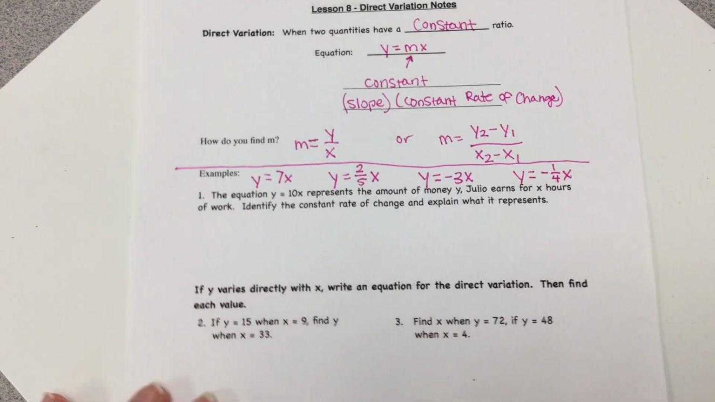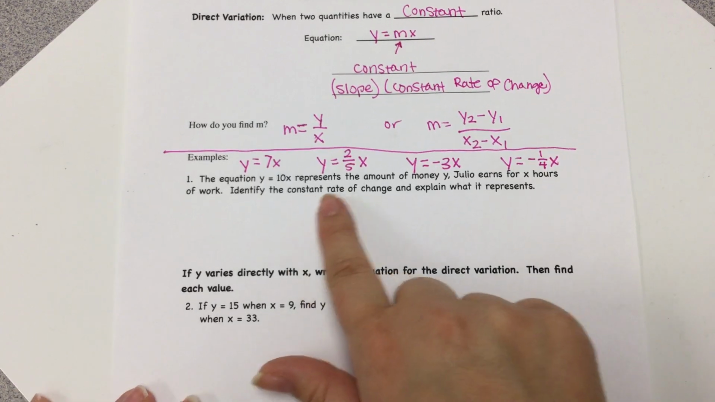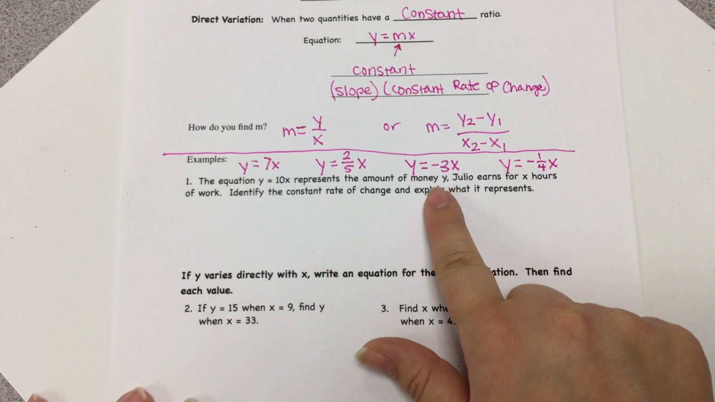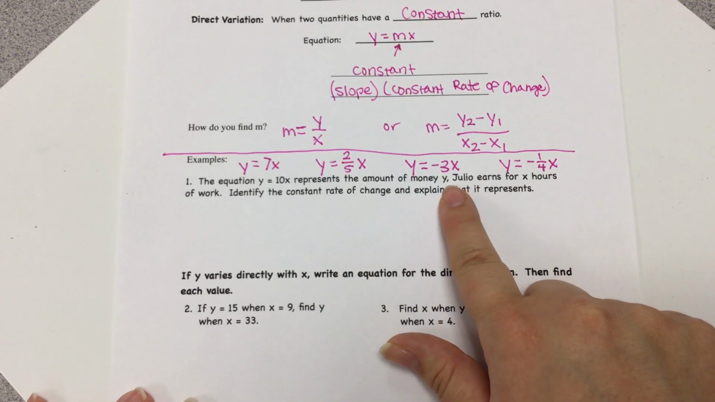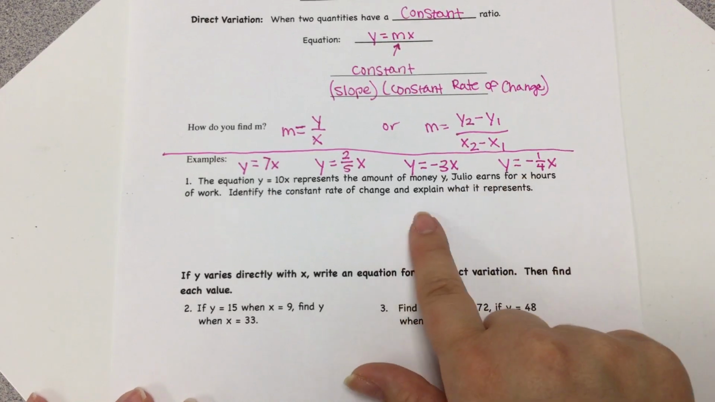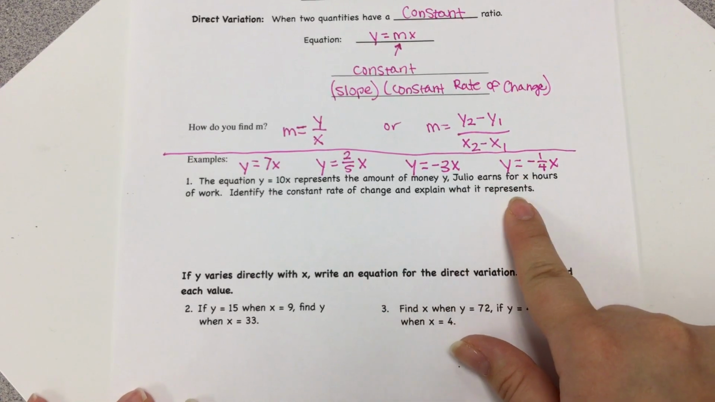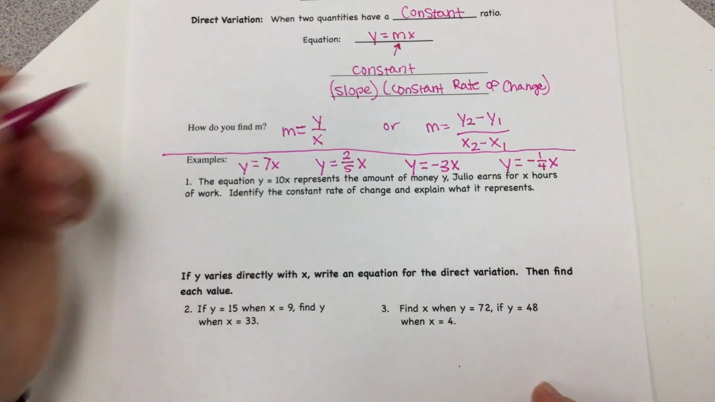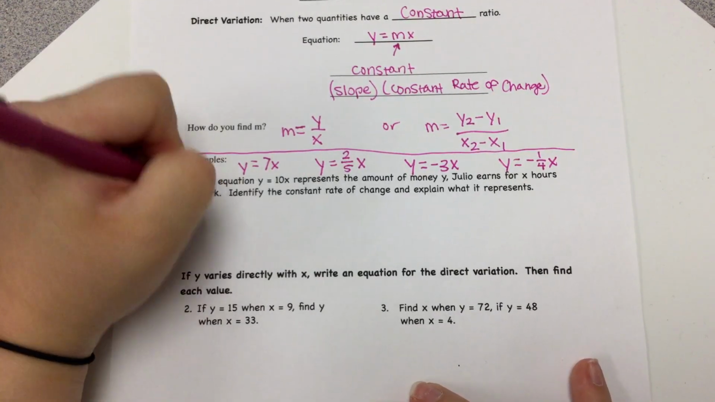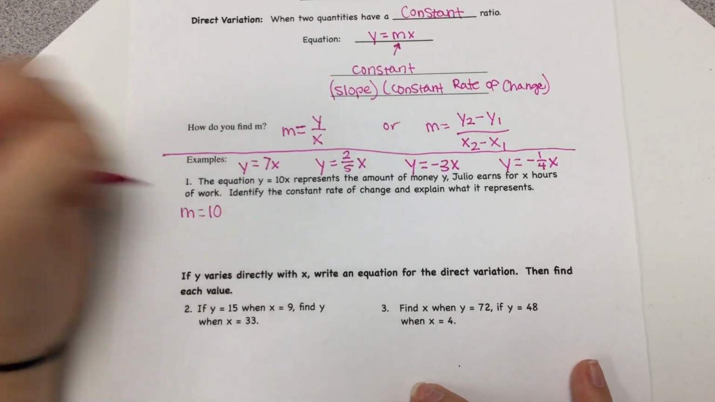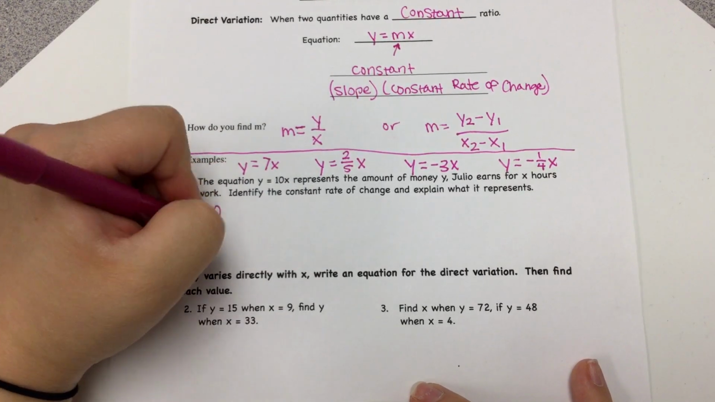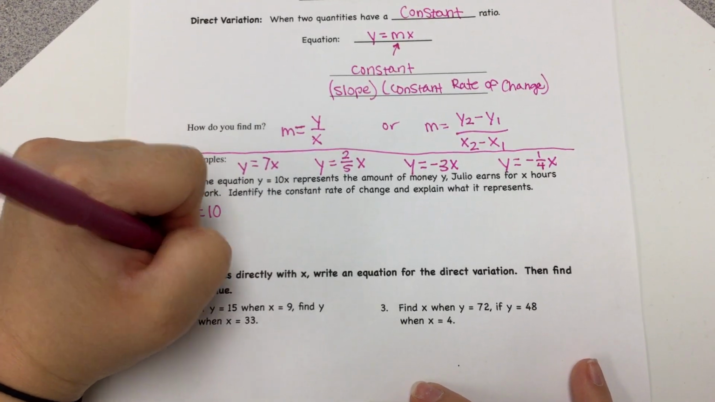So, the equation y equals 10x represents the amount of money y Julio earns for x hours. Identify the constant rate of change and what that means. So our constant rate of change, or our slope in this case, is 10. Now we can write this as a fraction of 10 over 1.